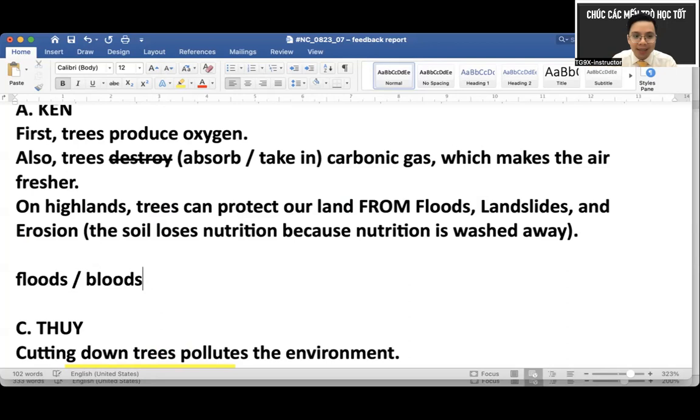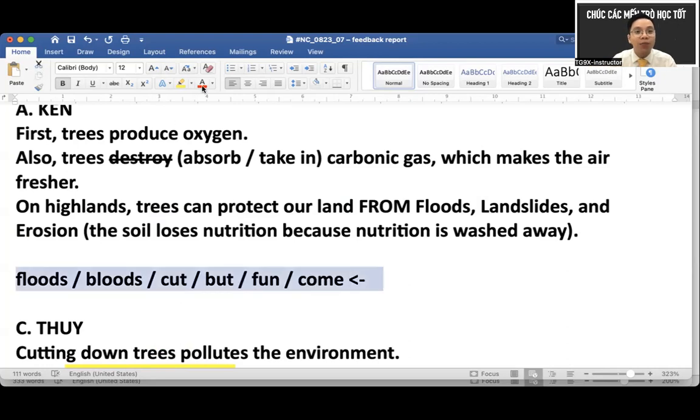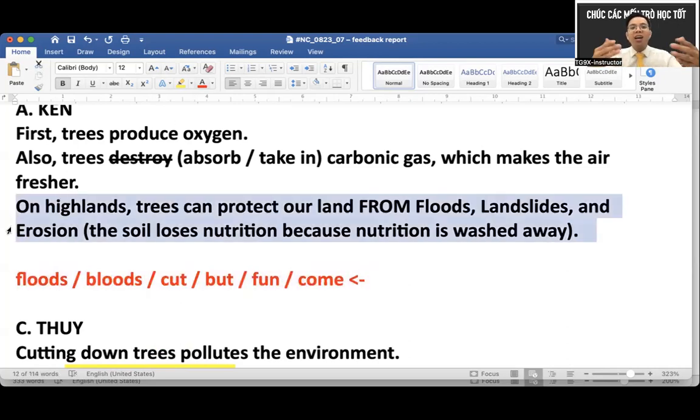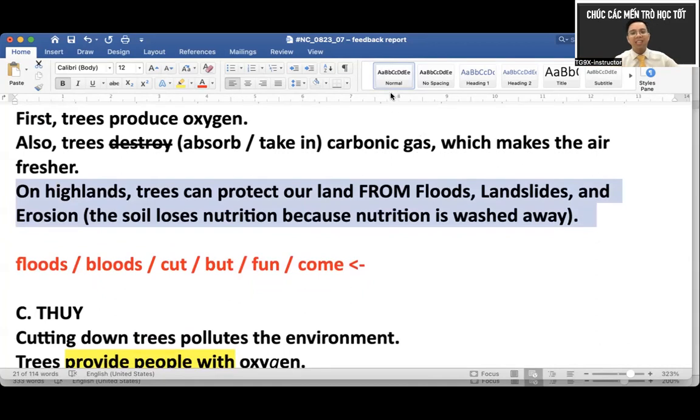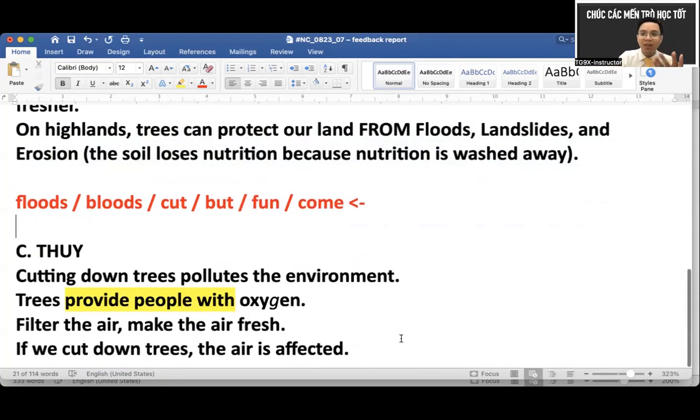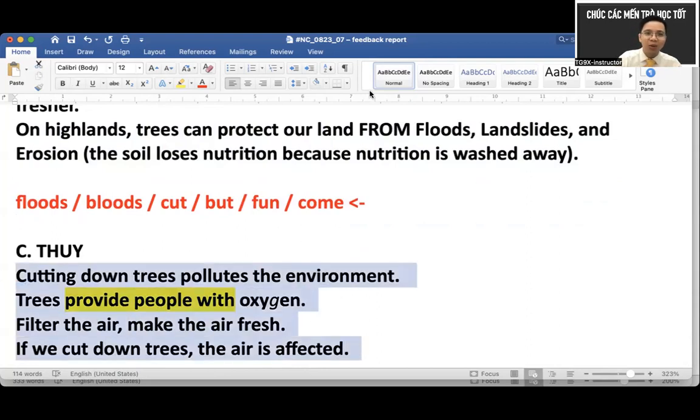Floods, blood, cut, but they are pronounced the same. So I hope that this helps you. Now, one more time, please. On highlands, trees can protect our land from floods, landslides, and erosion. That's very good. Thank you. Chị Thúy, you may think about another reason after I listen to chị Thúy.